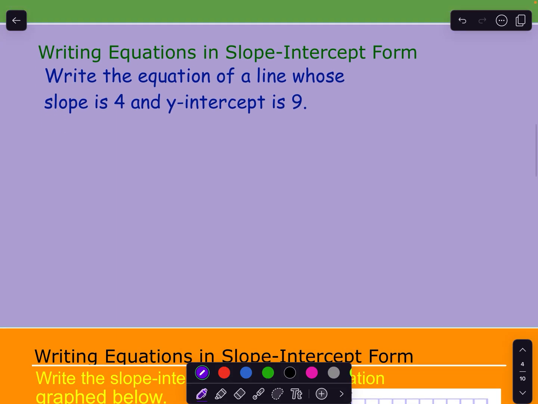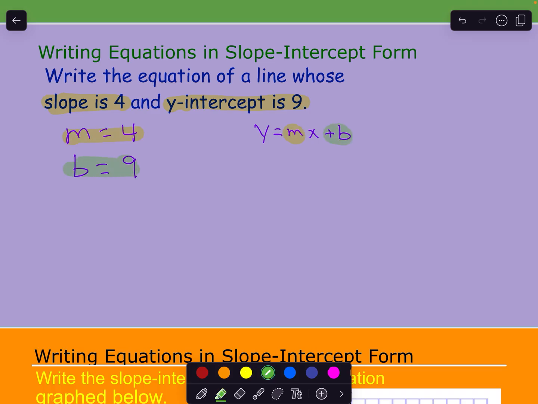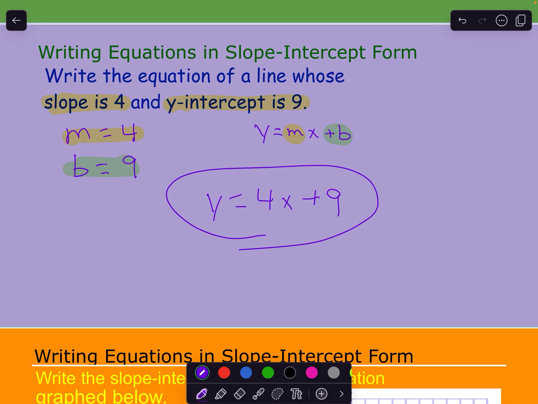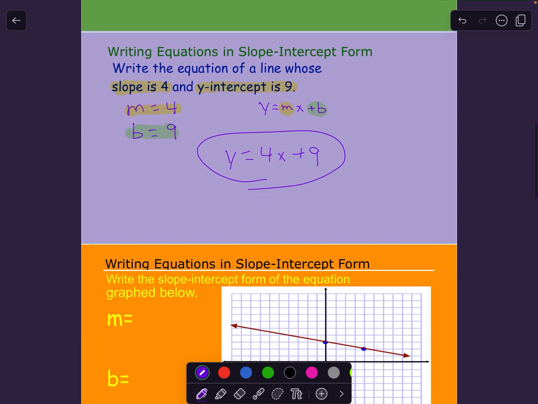So down here, it says, write the equation of a line whose slope is 4 and y-intercept is 9. So I could say slope equals 4, y-intercept equals 9. I know it has to go like this, y equals mx plus b. So if my m is 4, that's going to go here. And if my b is 9, that's going to go here. So I could say y equals 4x plus 9. Okay, so just y equals 4x plus 9. Okay, let's keep rolling here.